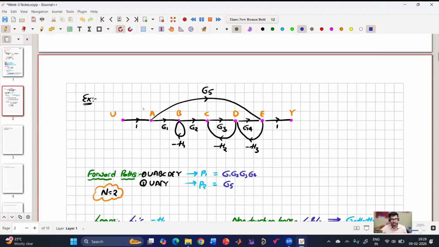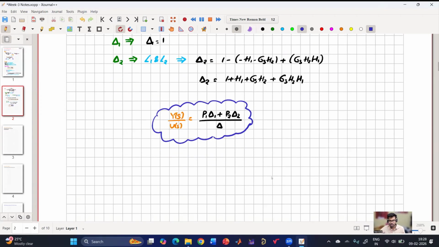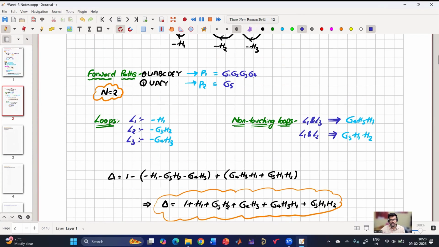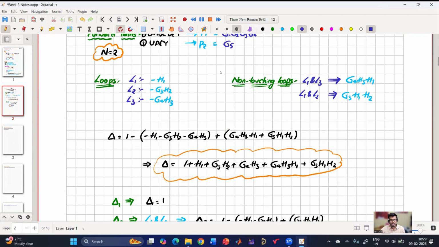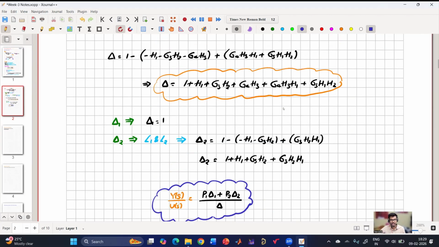What is the transfer function? Now this entire thing can be replaced by a single block from u of s to y of s whose transfer function is given by P1 delta 1 plus P2 delta 2 by delta. P1 is already known, G1, G2, G3, G4. Delta 1 is 1. P2 is G5 and delta 2 is 1 plus H1 plus G3 H2 plus G3 H2 H1, and delta is this expression. So is this clear, everyone?